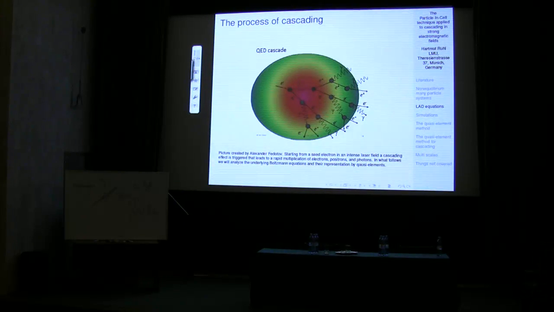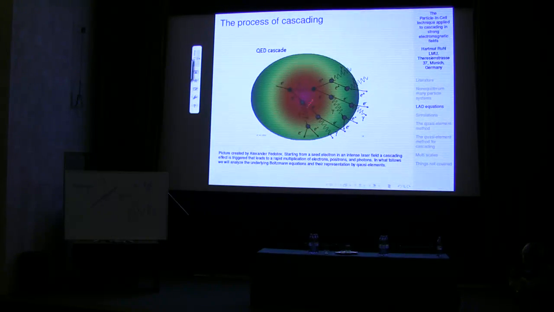So now, here's the first picture of cascading. This picture has been produced by the example of Dotov, and it shows quite illustratively how cascading is supposed to work. There is a laser focus indicated by these color shades in the background, high intensity in the center, low intensity in the periphery. And then there is some initial particle, say an electron. Since we are dealing with electrons, positrons, and photons, essentially QED, the seed particle could also be a positron, or a photon, it doesn't matter.